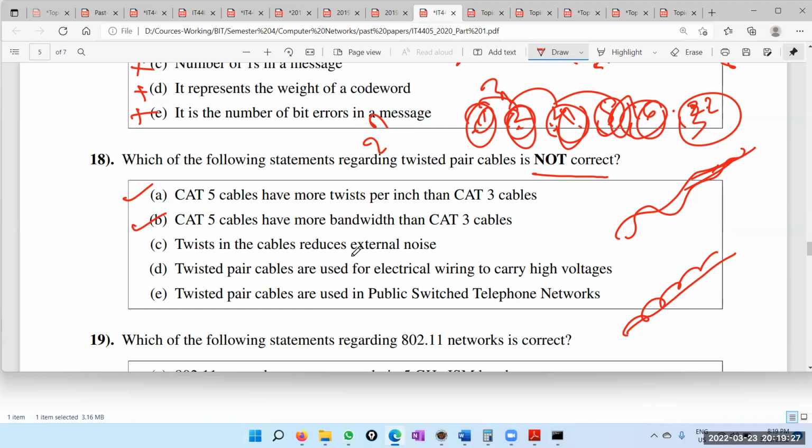Twists in the cables reduce external noise. Yes. So why are we twisting? To reduce the noise, right? Reduce the noise. It's mentioned in our notes also.